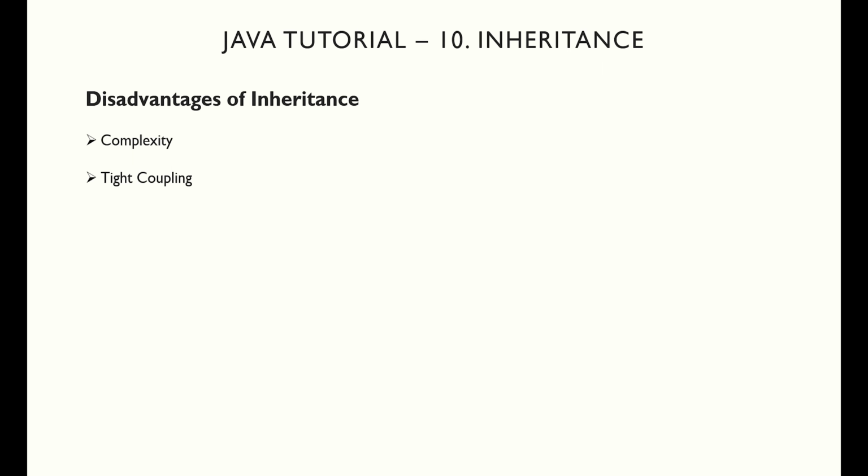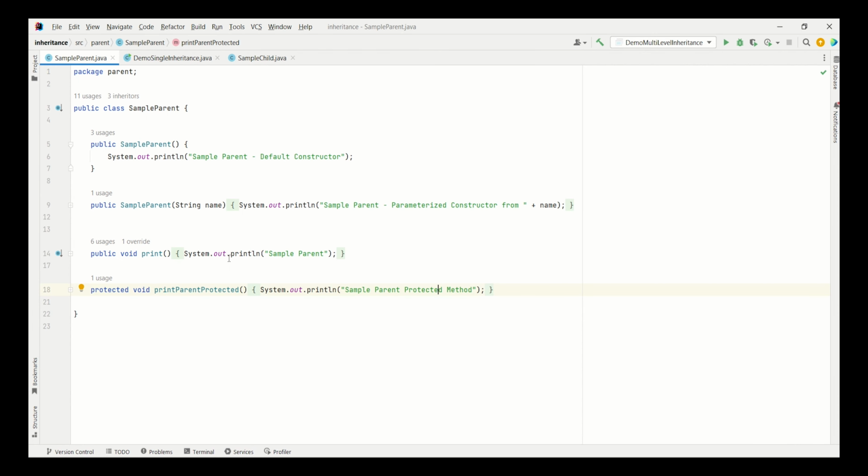In any application, too much tight coupling will result in poor quality and high maintenance cost. Let's look at some examples to understand in detail. First, let's look at single level inheritance.